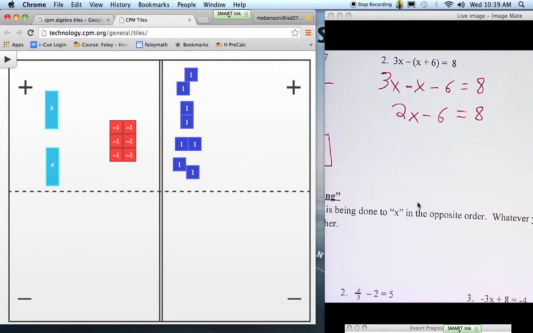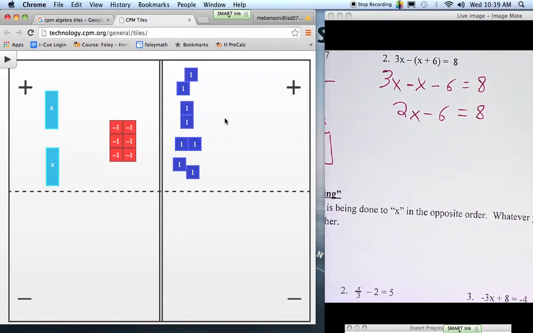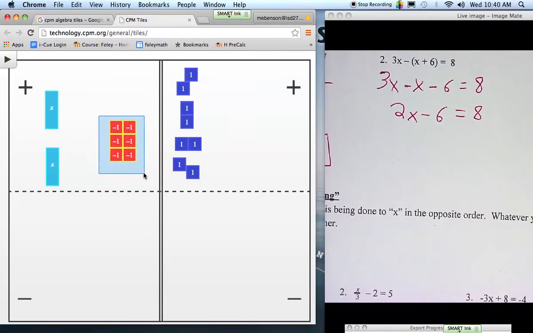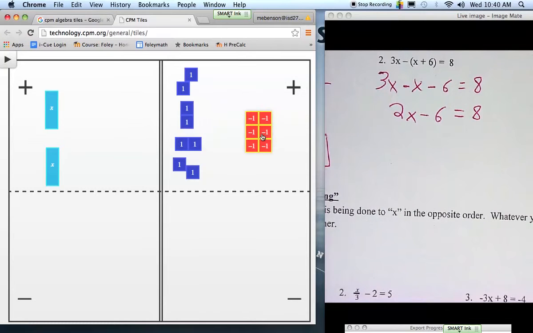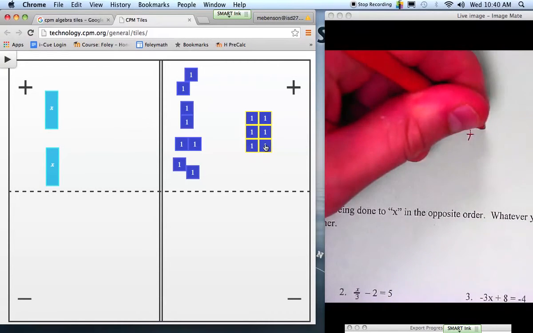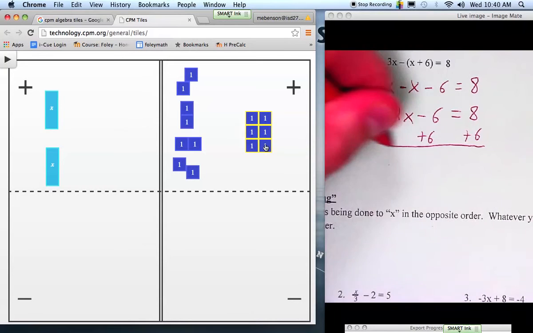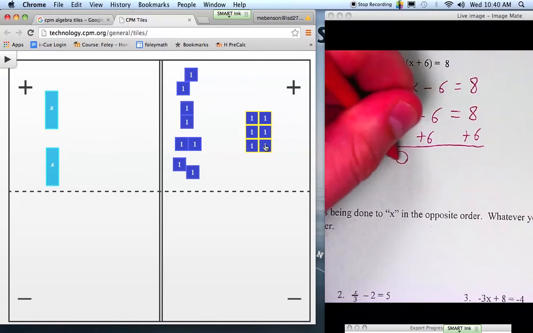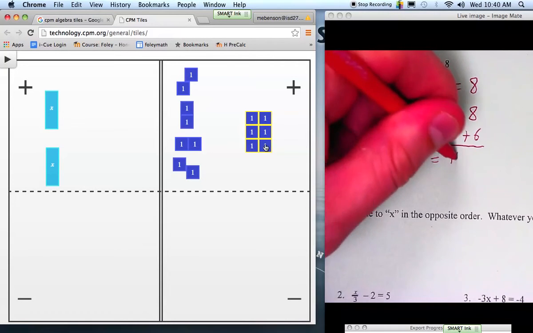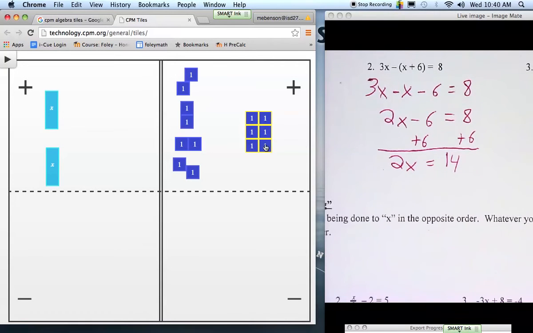Our goal now is to get the x's by itself. So no x's over here. X is over here, so I want all these numbers to move to the other side, right? And when we move them, they flip. And so what I'm doing now is adding 6 to both sides and seeing what I get. On the left-hand side, I just have 2 x's left. On the right-hand side, if I count those all up, I've got 14 little ones.